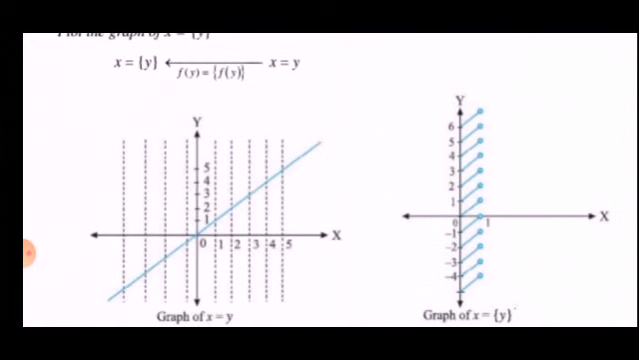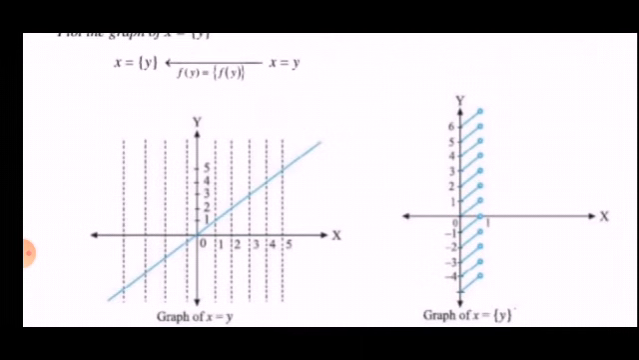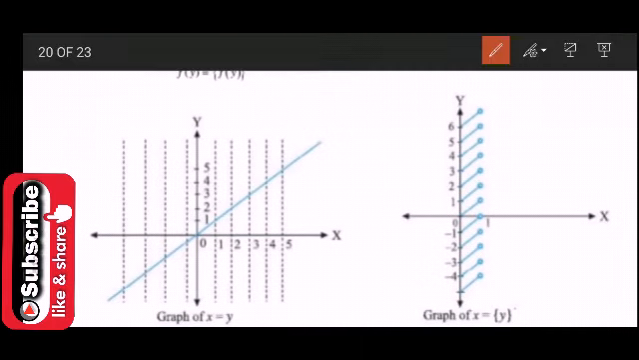So 0 to 1, this part is there. You see, this part is to be considered only. This part of the graph is to be considered over here, and the rest of the part you have to reject. Only this part you have to consider. We have to consider this part only, right?